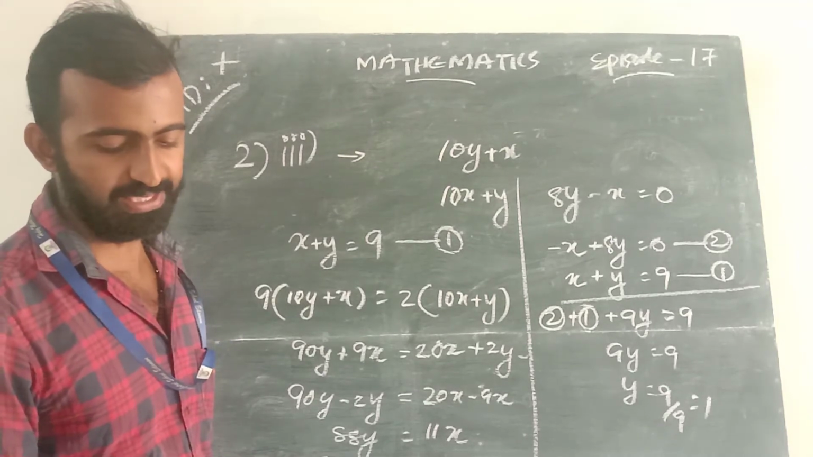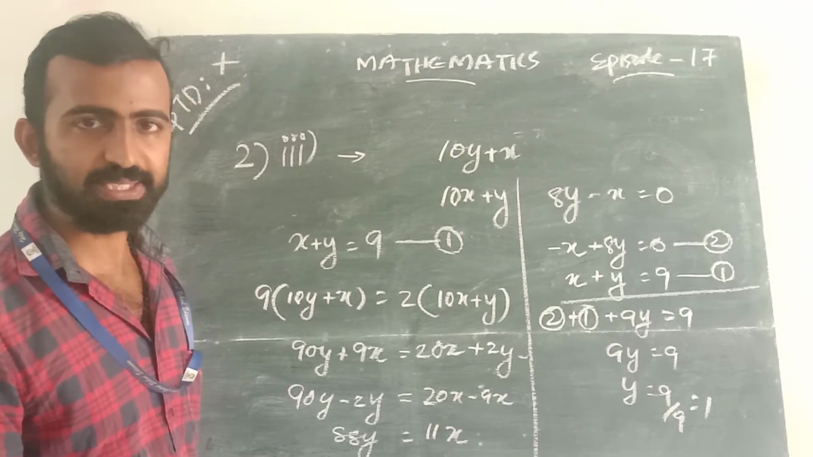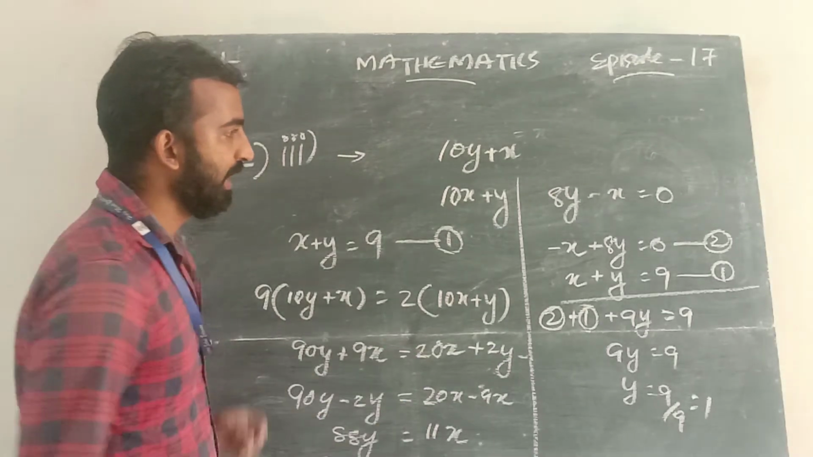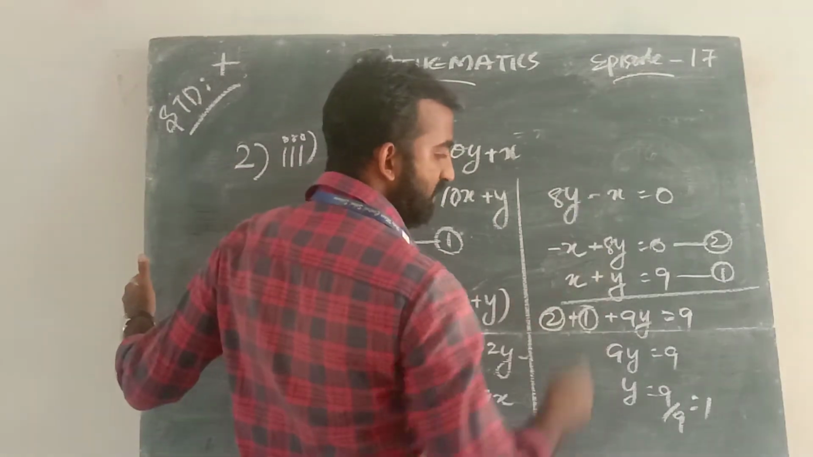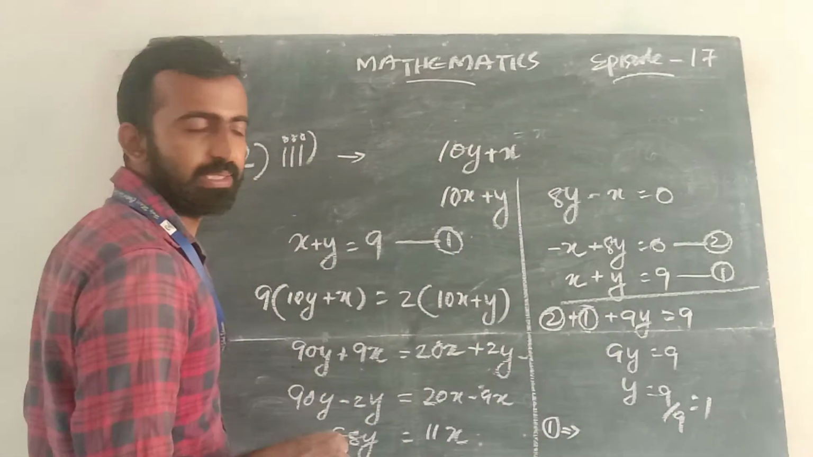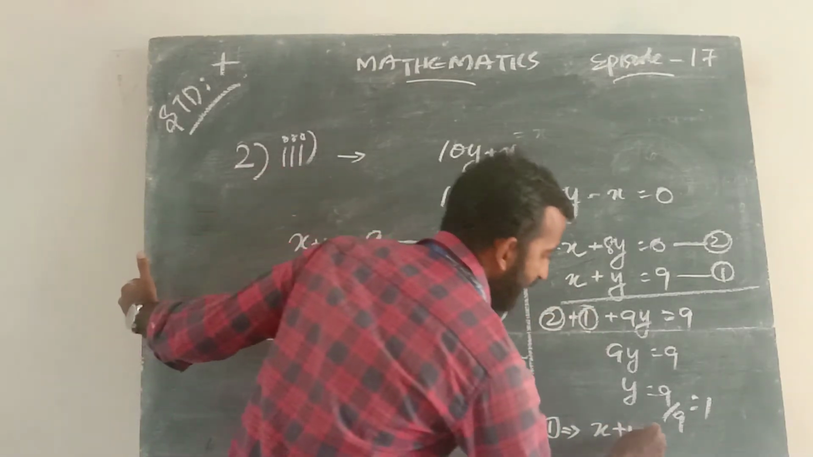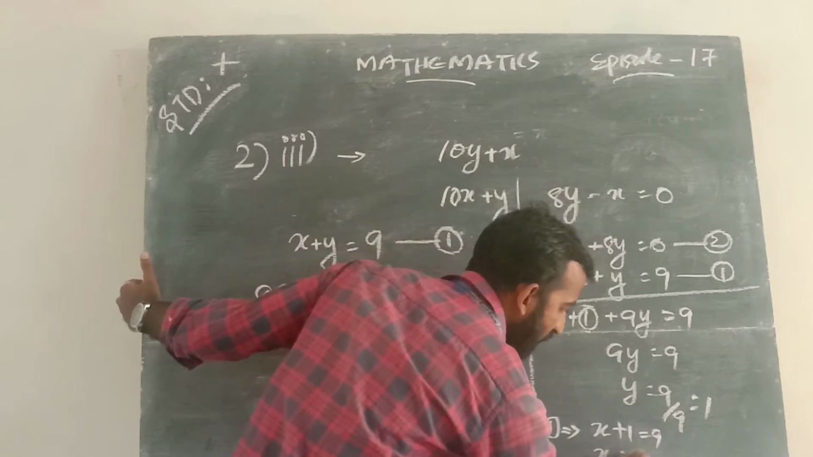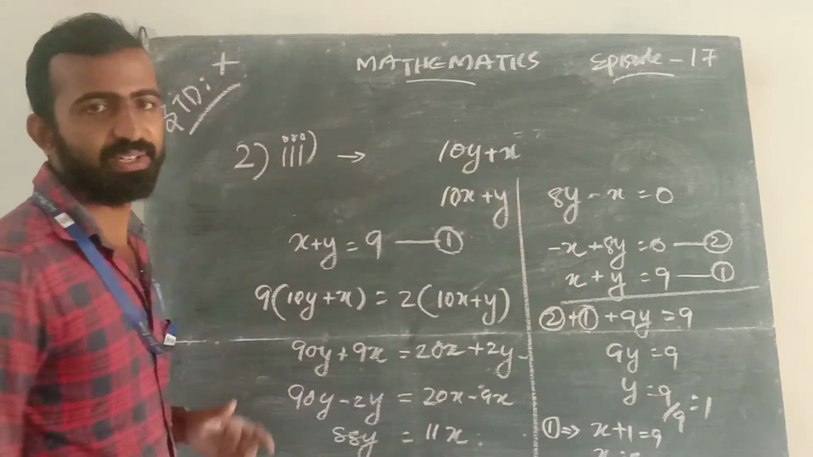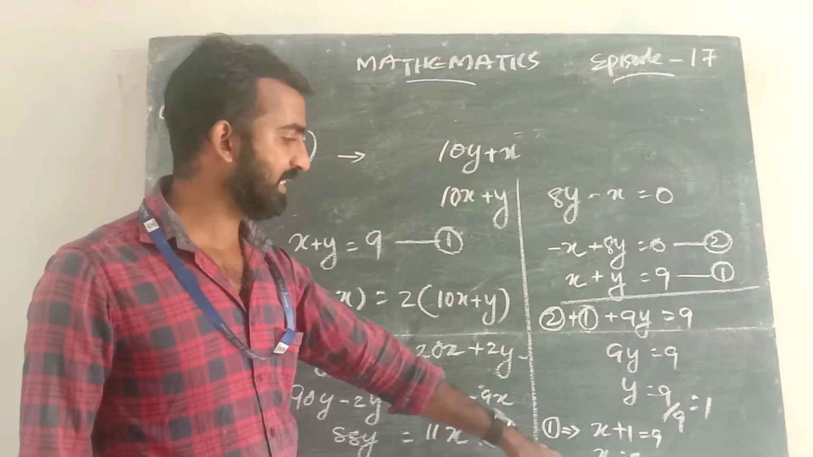Next, we want to find the value of x. Y is 1. From equation number 1, x plus 1 equals 9, so x equals 9 minus 1, we get 8. That is, x is 8.